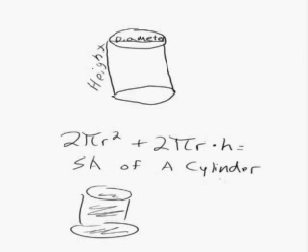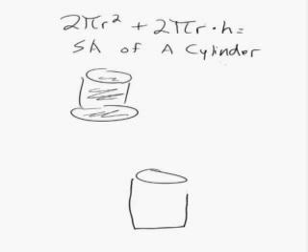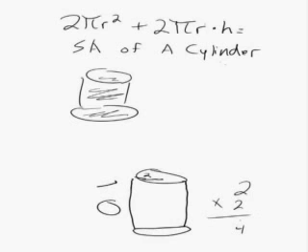Here's an easy to follow example. A cylinder with a radius of 2 and a height of 10. First, multiply the radius by itself, which equals 4. Then multiply that by pi, which comes out to 12.56.